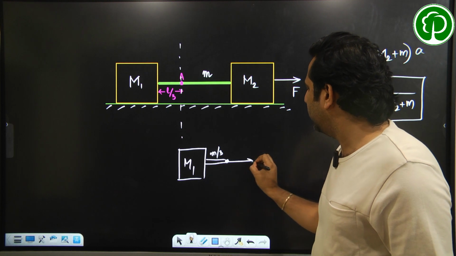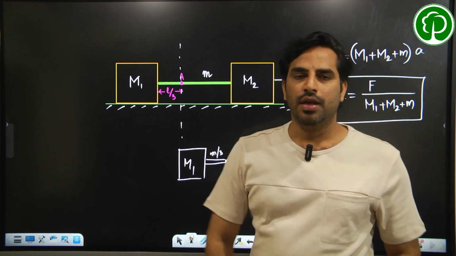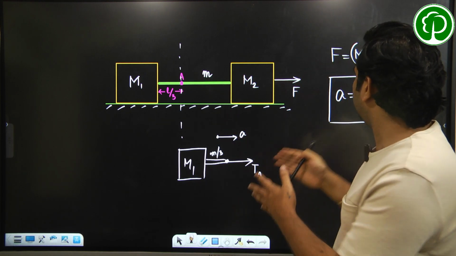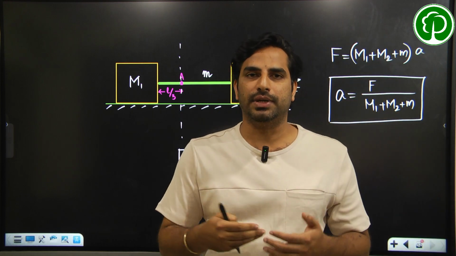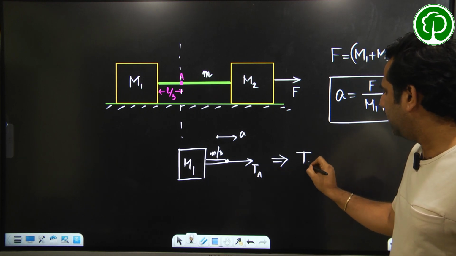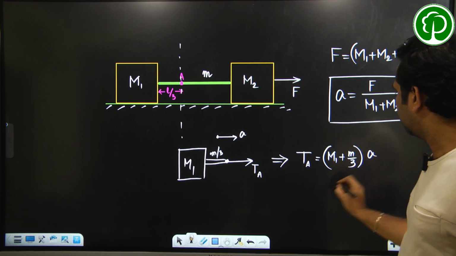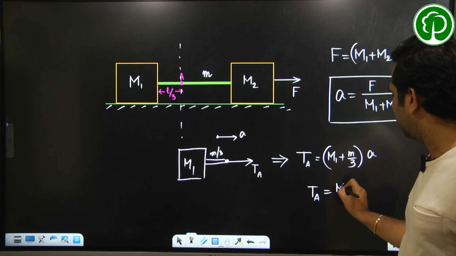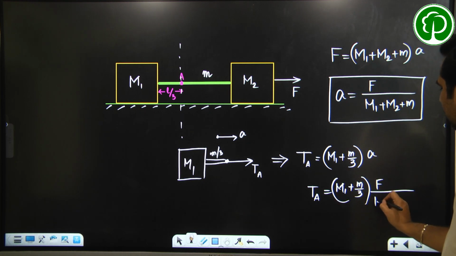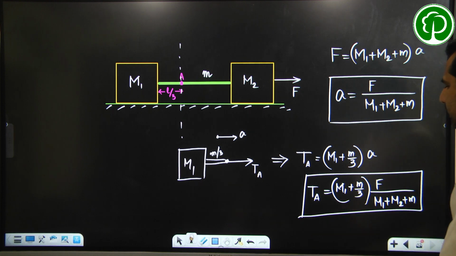Now in the horizontal direction, the only force acting on it in the rightward direction is Ta. Of course in the vertical direction there is weight and the normal force. We are not bothered about it, and it has got acceleration a. Every part of the system is moving with an acceleration a, that is equal to F by M1 plus M2 plus m in the rightward direction. Now applying Newton's second law, Ta, net force, is mass into acceleration, that is M1 plus m by 3 into a. So tension at point A is M1 plus m by 3 into acceleration a, that is F by M1 plus M2 plus m. As simple as this.